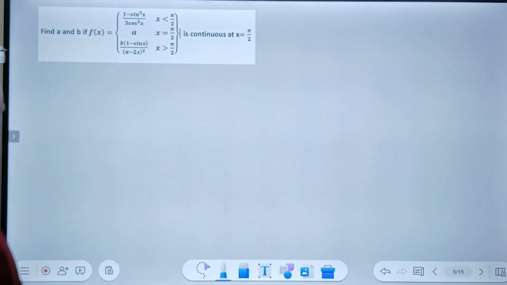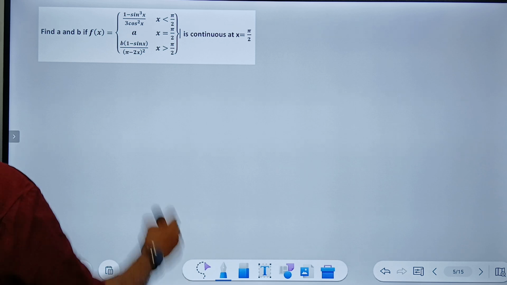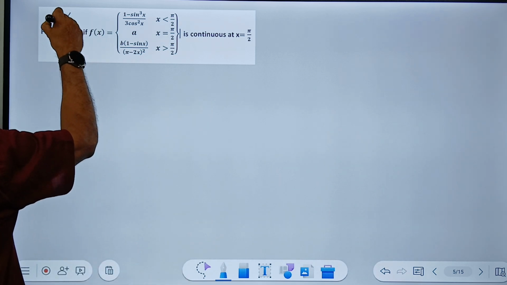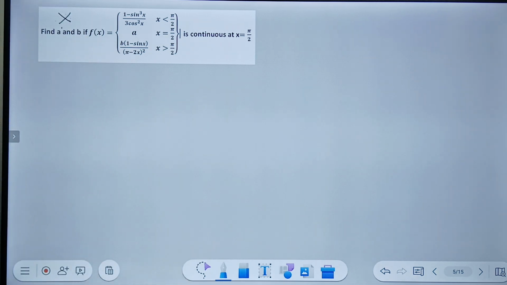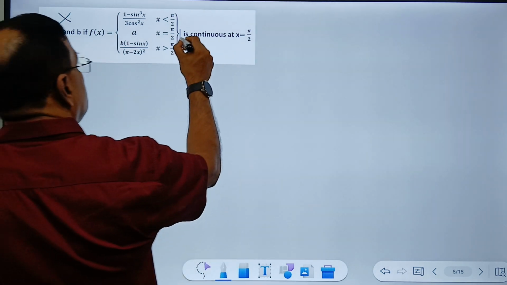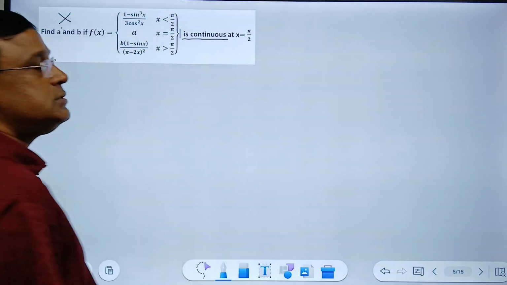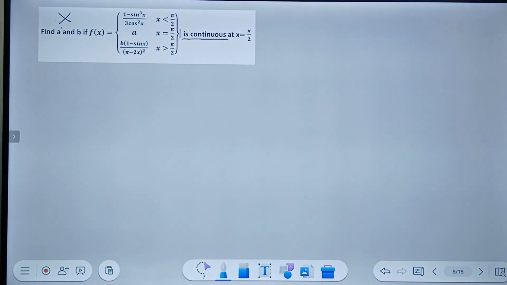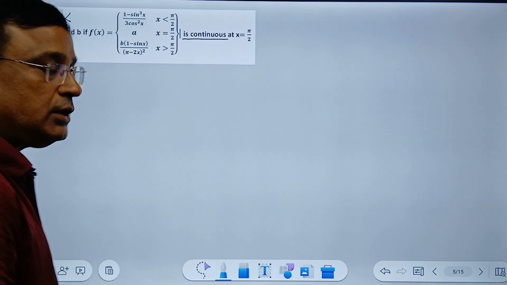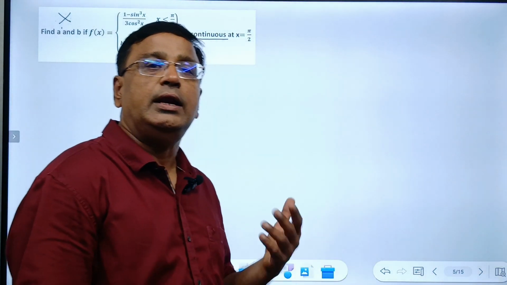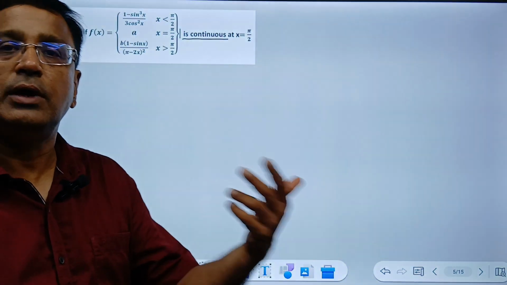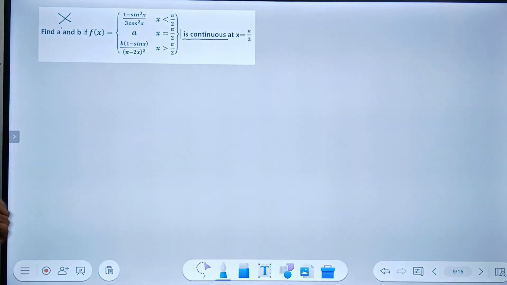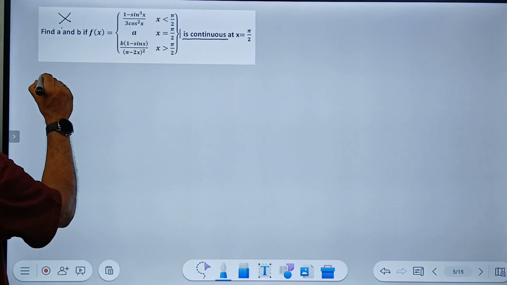Now let's go to the next question. This is a very, very important question. It is one of the board questions. Now he has said the function is continuous. It is continuous at x is equal to pi by 2. Since it is given that the function is continuous, clearly your LHL is equal to RHL is equal to f of a. So let's go one by one and talk about the left hand limit.